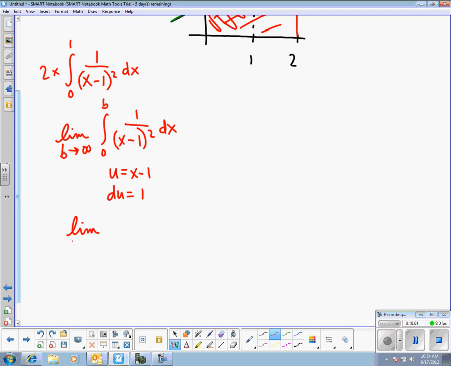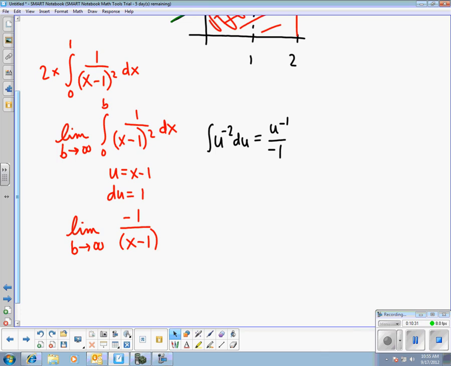So don't forget my limit, but my integral of u to the negative 2 is u to the negative 1 over negative 1. So that's going to end up being negative 1 over x minus 1. Make sure you agree with that. That's what I did there. Let me show you to the side. The integral of u to the negative 2 du is u to the negative 1 over negative 1. So that negative 1 on the bottom, I actually moved to the top, and then I moved the u to the negative 1 back to the bottom to make the exponent positive.